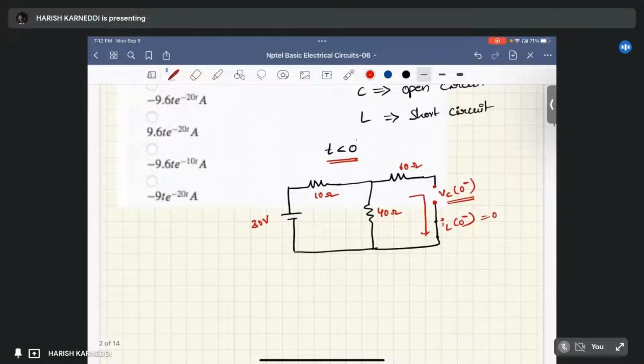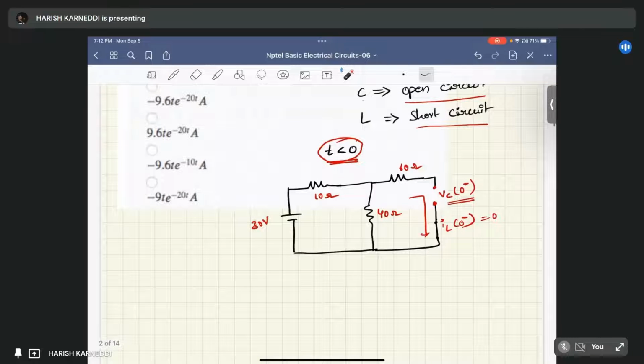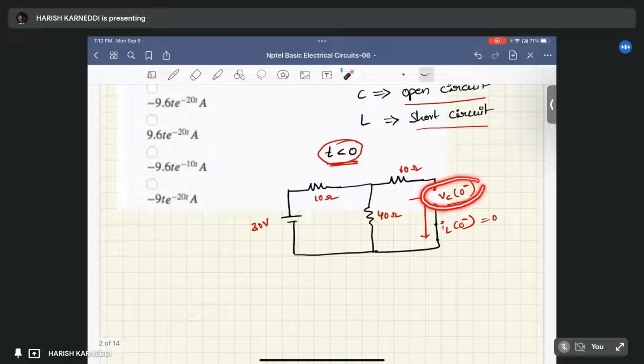What about the t less than 0 case? It is a steady state period. In the steady state, the capacitor acts as an open circuit and the inductor acts as a short circuit, right? With those conditions, I redrew the circuit for t less than 0. I represented my capacitor with open circuit here and the inductor with short circuit. Here, the capacitor is open circuit which is connected in series with the inductor. Therefore, the current through this inductor is 0, right? That's why I represented the inductor current IL of 0 minus in the previous case as 0.